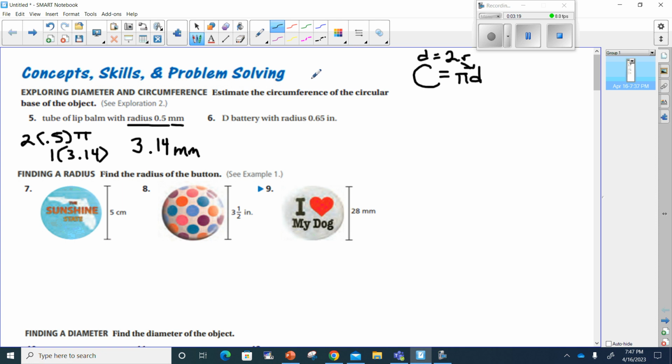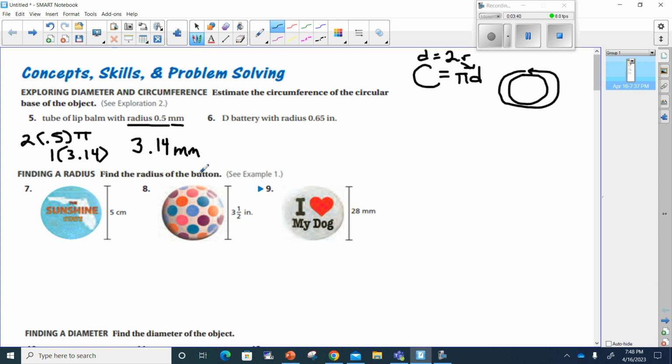Now remember, the circumference is how far it is around the circle, okay? Around it. So we're not talking about the area, we're talking how far it is all the way around the circle, from one start to the other. And that's a distance. So we will not square our answer. Let's go to number 7 now. It says finding a radius.